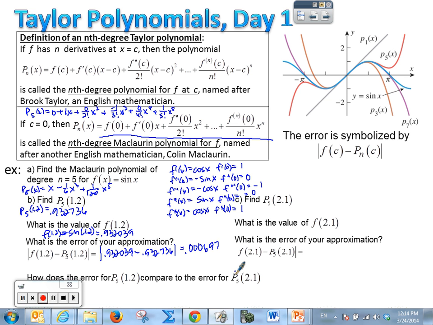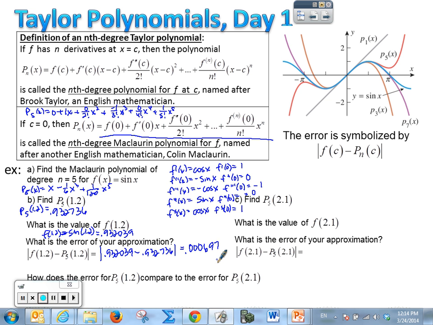And if we look at the graph, it would make sense. If we are at 1.2, which means we are somewhere in here. Oh, this is pi over 2, so it would be over here. That's pretty close. I mean, that's a pretty close approximation. We are only 0.000697 off from the actual value.